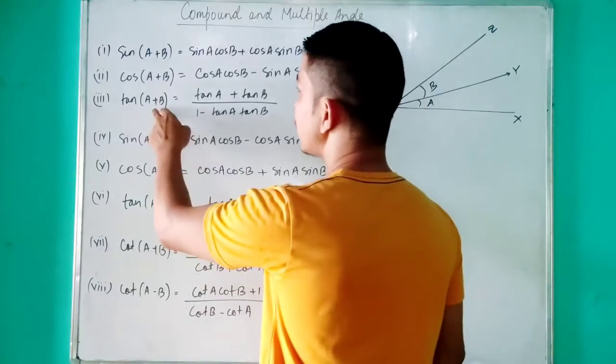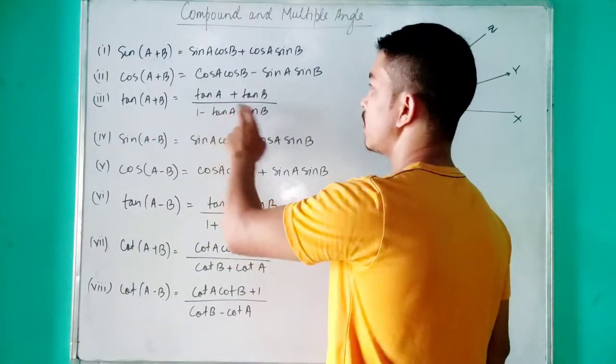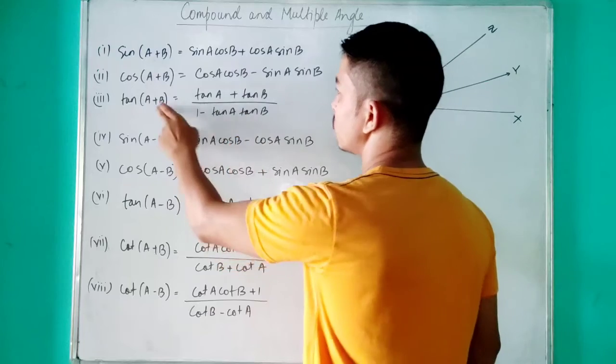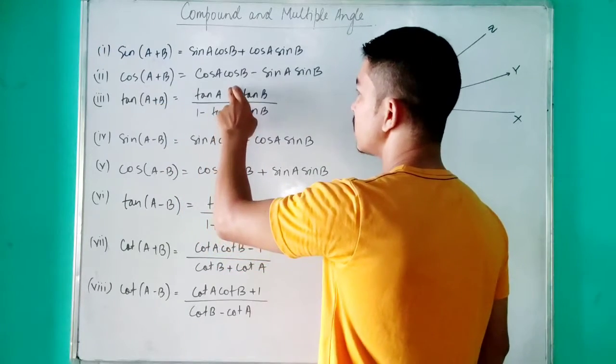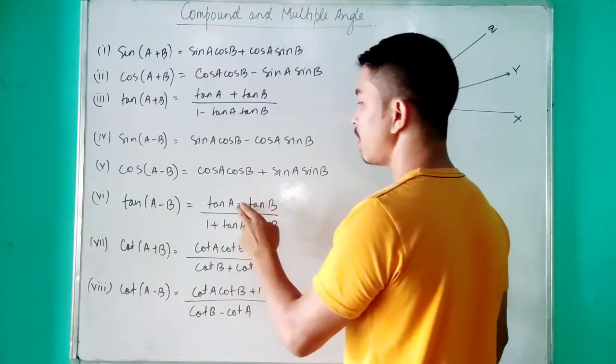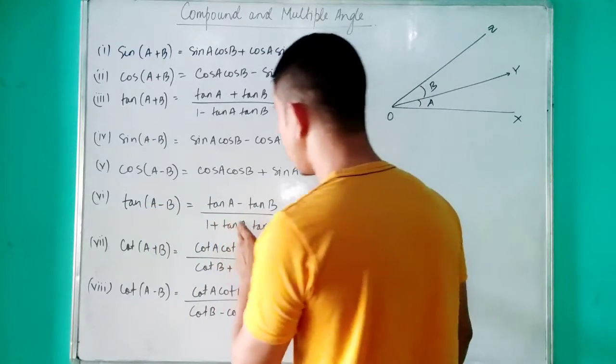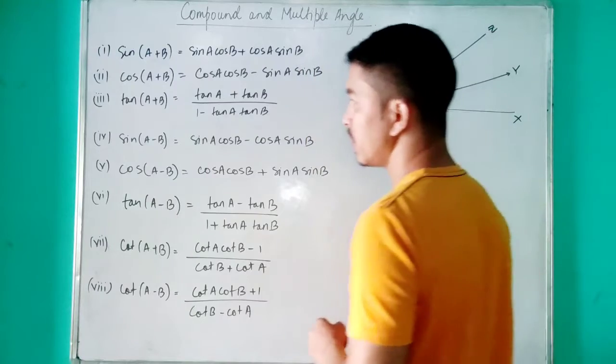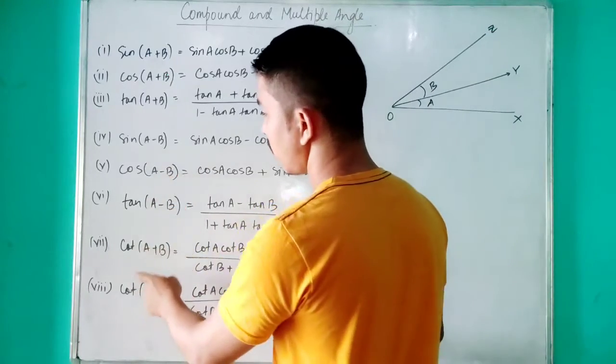Tan of a plus b is equal to tan a plus tan b divided by 1 minus tan a tan b. So if it is plus, in the numerator it is plus and in the denominator it is minus. And tan of a minus b is tan a minus tan b divided by 1 plus tan a tan b. And finally we have the formula of cot as well.